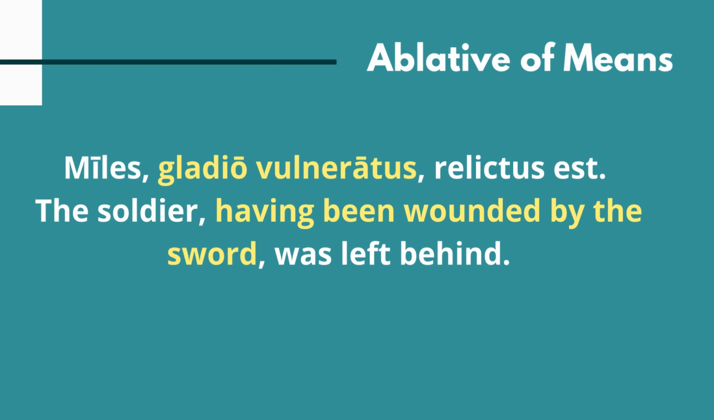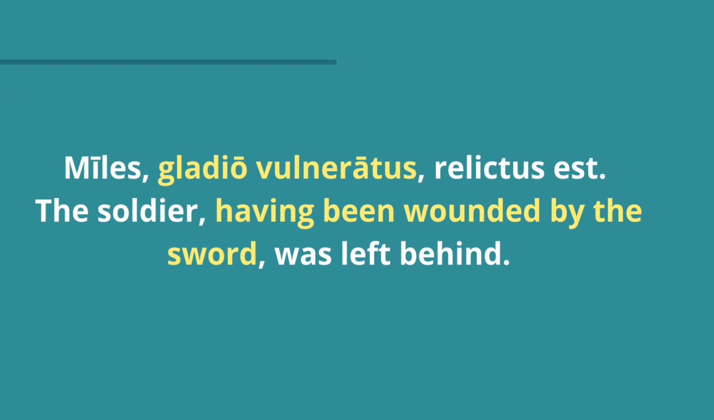That's the ablative of means, right? Having been wounded by the sword, or having been wounded with a sword, I'm describing how this soldier was wounded. This is what we call the ablative of means. And it's not a person, it's a thing. When you're using the ablative of means, you're not using the preposition.